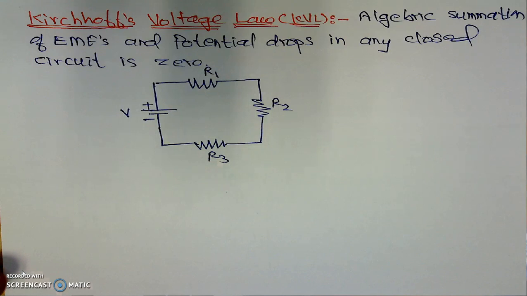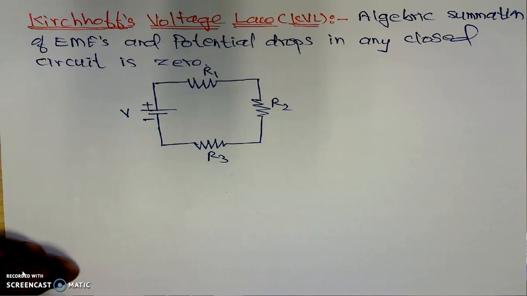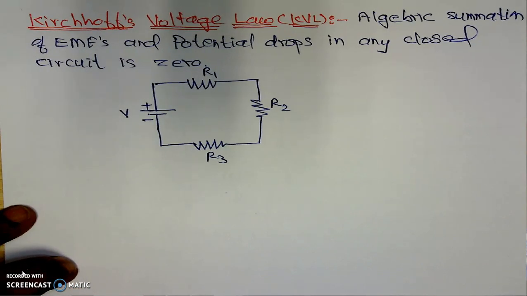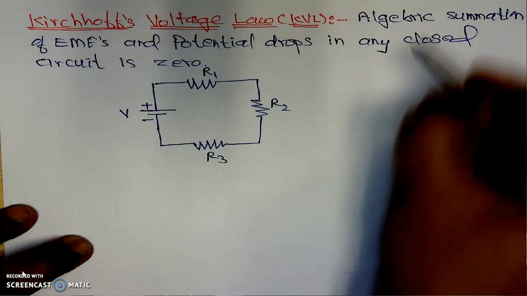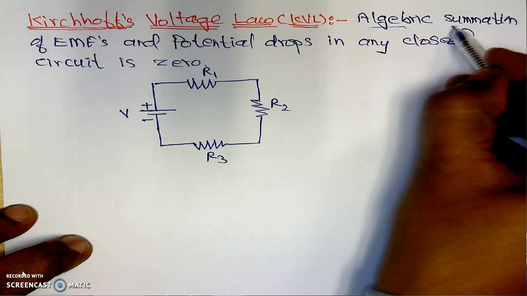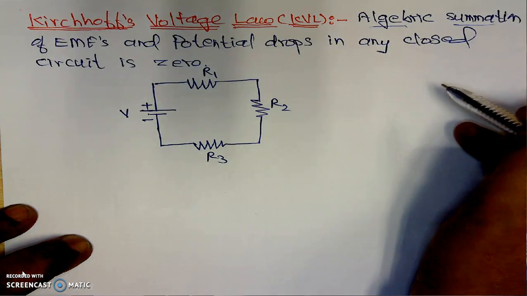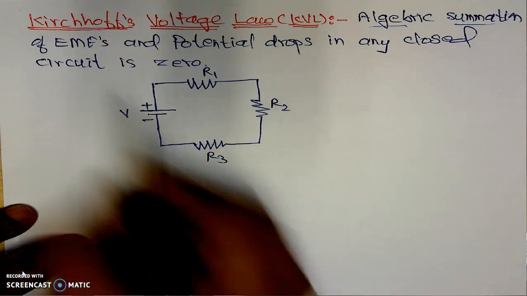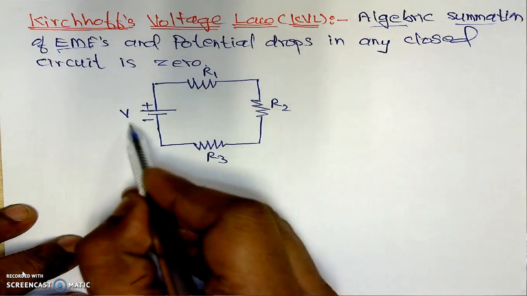Now I will start with another statement, another theorem or law, which is Kirchhoff's voltage law, that is the KVL. Here it states that the algebraic summation of the EMFs and potential drops in any closed circuit is 0. Algebraic summation means summation with sign, with polarities. Of what? EMFs. EMFs are nothing but the applied voltages.